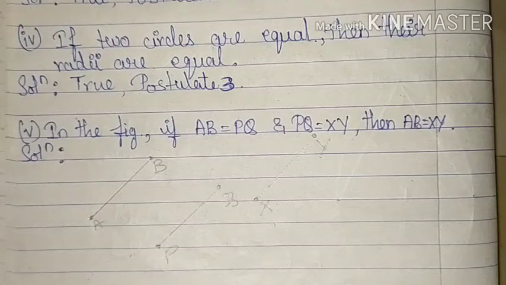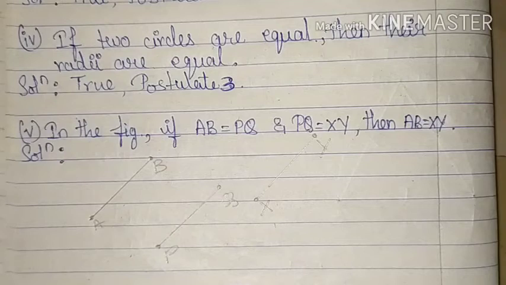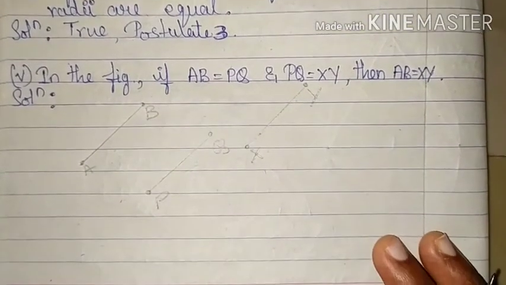So if two circles are equal, say the circle with center O is equal to the circle with center P, then those two circles will coincide with each other. If you put them on top of each other, they will perfectly coincide. That means their radii are equal.